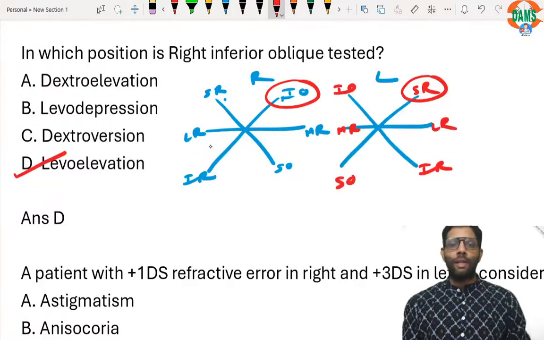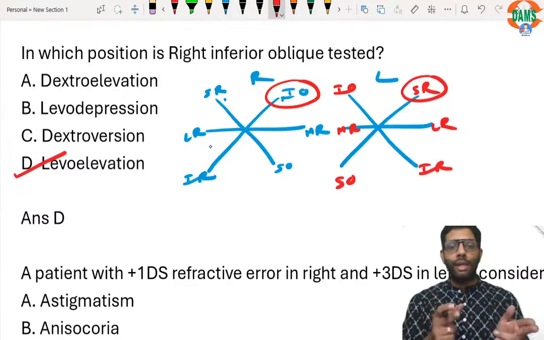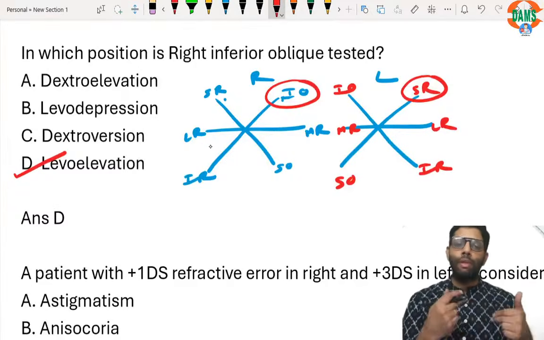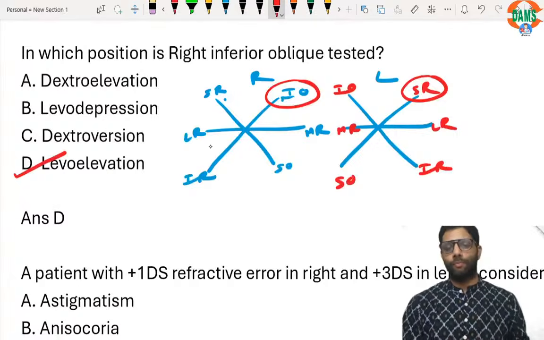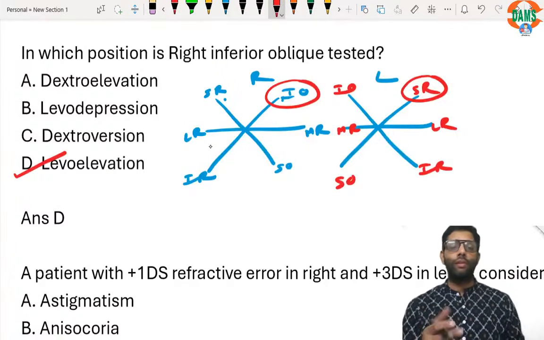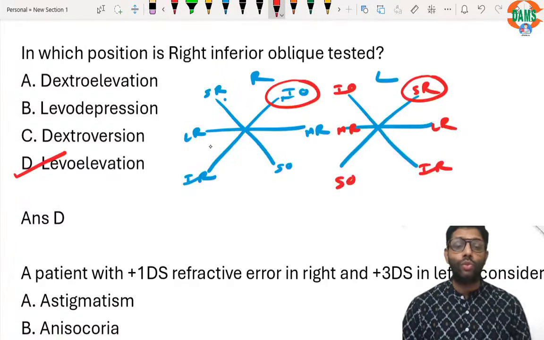So left SR palsy, right IO palsy are working in levo elevation. Maximum diplopia also will be in levo elevation in the direction of muscle where it is working. That is how you solve the question.